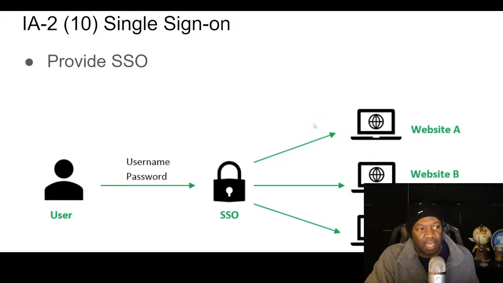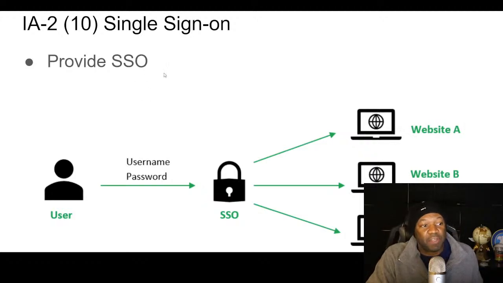This is just IA-2(10), which is single sign-on. It's just providing single sign-on. So you would only do this if this is what your organization does. If you have an organization, or if you're an agency or a department or whatever, and you use single sign-on, then you would go ahead and look at this particular control. You would do it within the parameters of this control. That's all you would do.